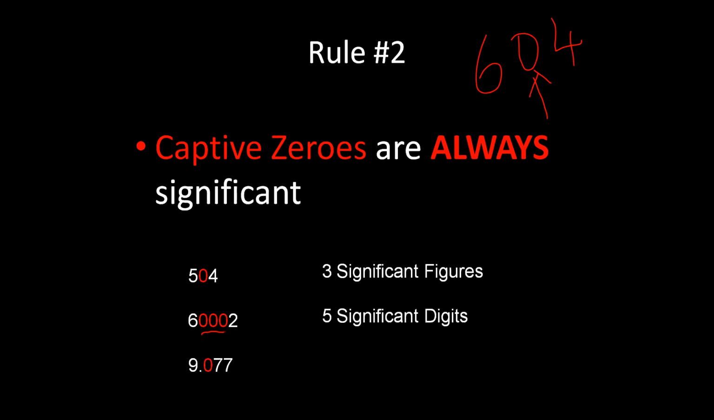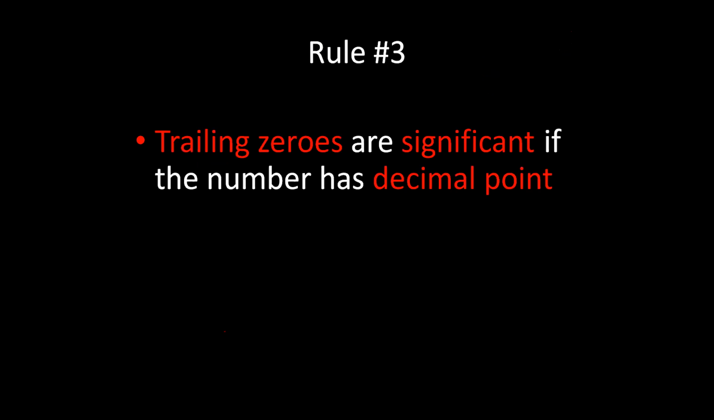Another number, 9.077. Yes, it is time for you to guess the correct answer. Yes, it is going to be 4 significant figures. Hope rules number 1 and 2 are very clear to all of you. Without wasting much time, we'll go to rule number 3. Rule number 3 is about trailing zeros.